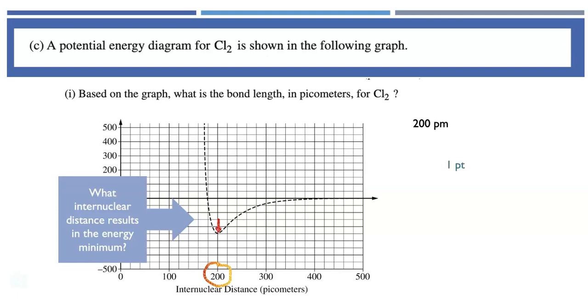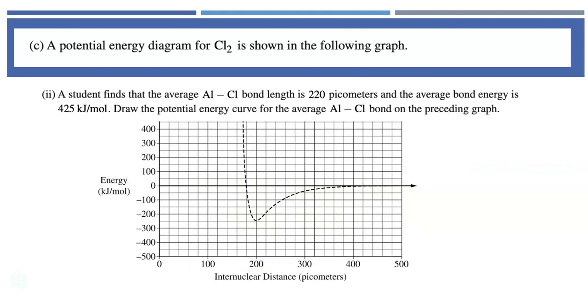There was a tiny bit of wiggle room. You could probably be off by as much as 5 picometers, but it really should be just about 200 picometers for your answer here. Part 2 of Part C goes on. A student finds that the average AlCl bond length is 220 picometers, and the average bond energy is 425 kilojoules per mole. Draw the potential energy curve for an average AlCl bond on the graph.